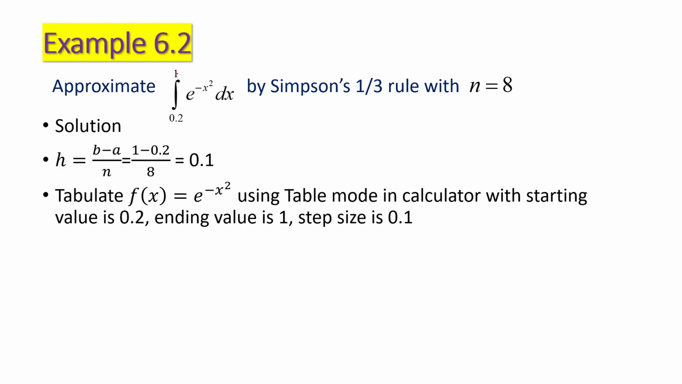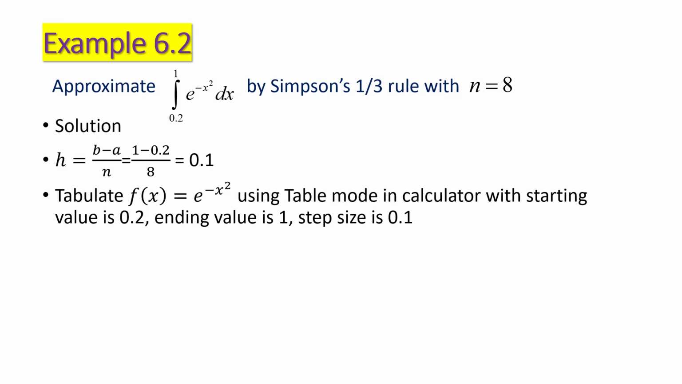So b is actually the upper limit, which is 1. a is the lower limit, so 1 minus 0.2. You have 0.8 divided by n, which is 8, so you get 0.1. So the h helps you to tabulate the function here. From 0.2 increase by 0.1, so 0.2, 0.3, 0.4, 0.5, 0.6 up to 1. Total you have 8 segments there.